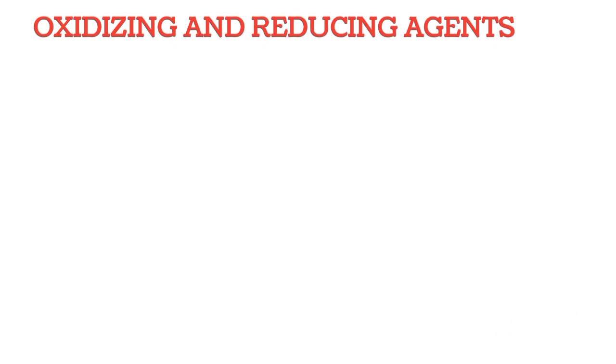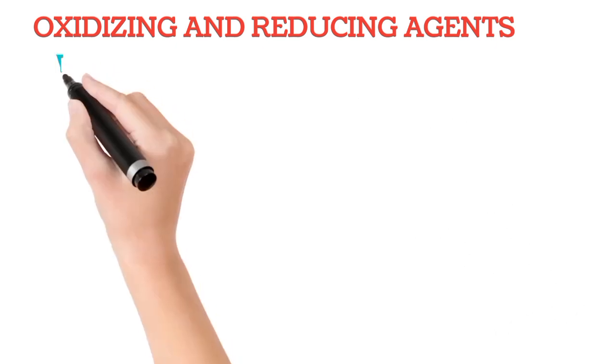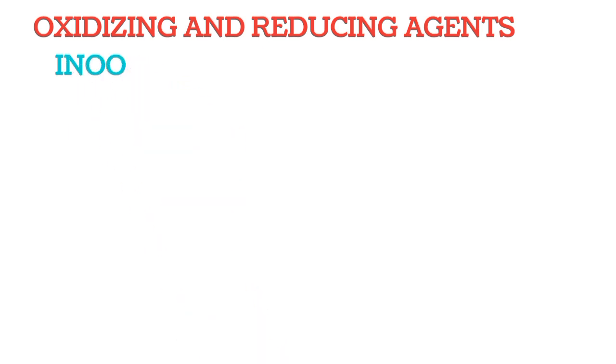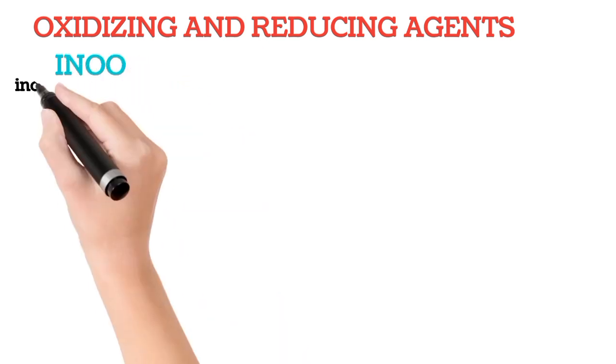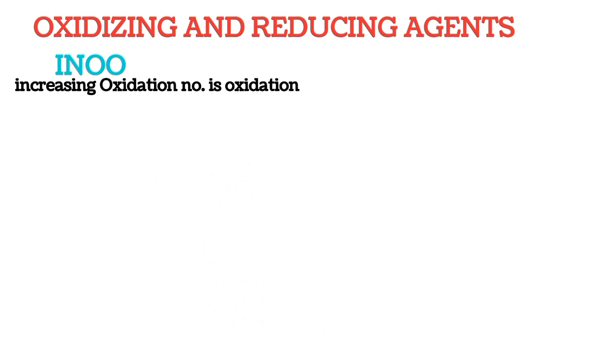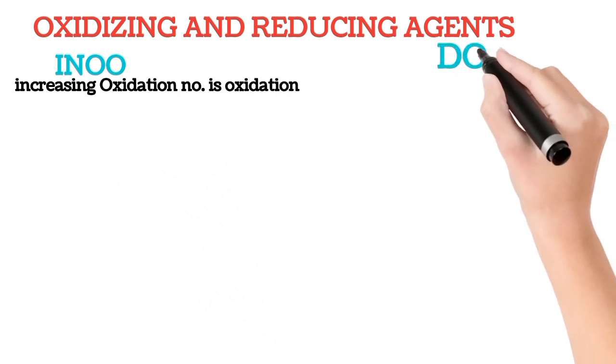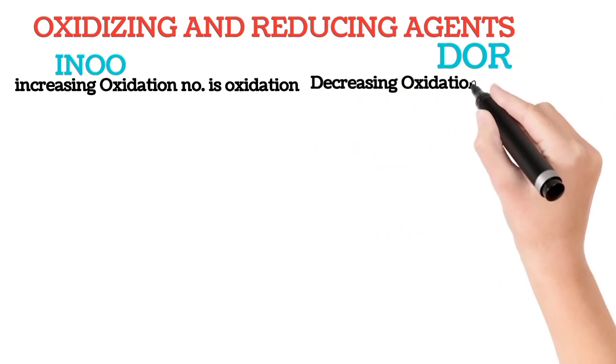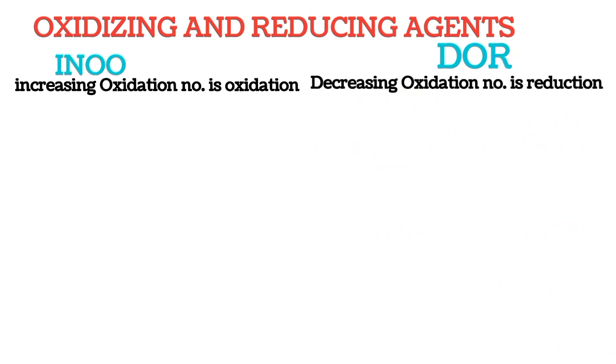Now let's study oxidizing and reducing agents. Formerly in our previous lecture, we have looked at the mnemonic INO, which means increase in oxidation number is oxidation, and DO, which stands for decrease in oxidation number, is reduction.